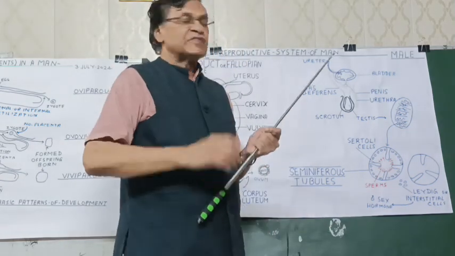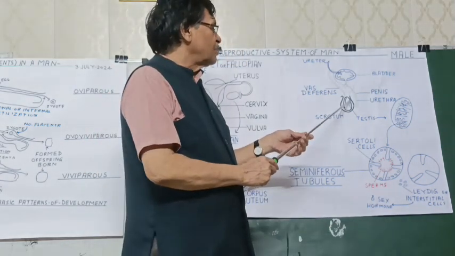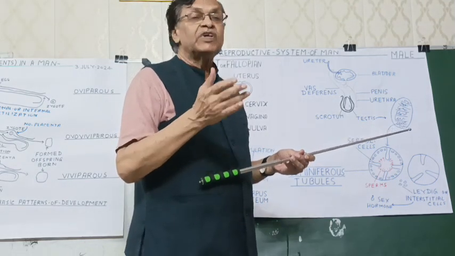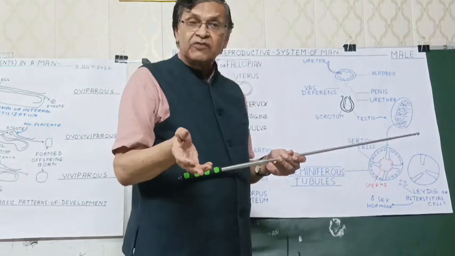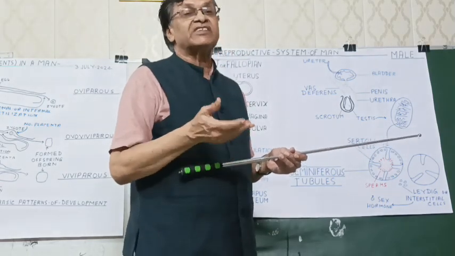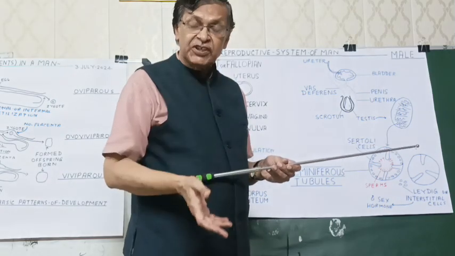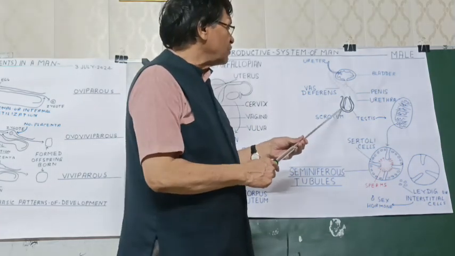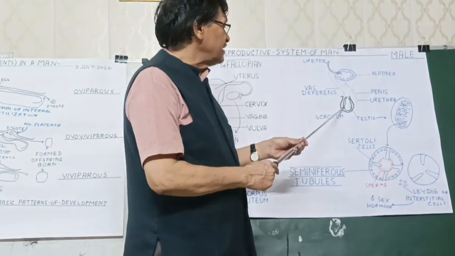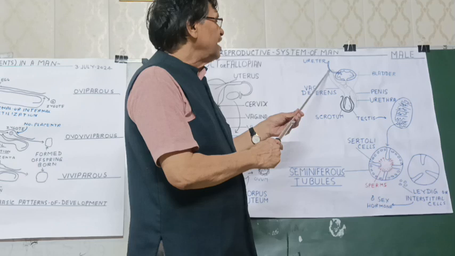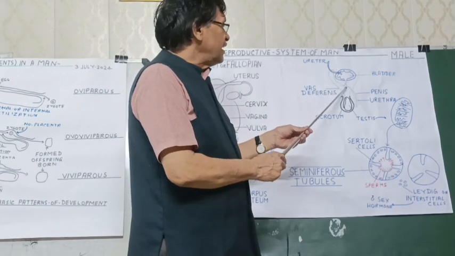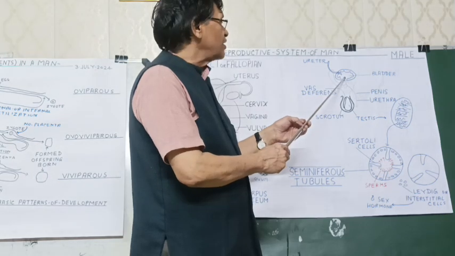Now what happens? Just after emergence from the seminiferous tubule, the sperm is not capable of fertilizing the ovum. Some changes take place during its journey, which is called capacitation of sperm. It travels from the small coiled tube-like structure, the epididymis, then into the vas deferens, and this vas deferens again comes at this stage near the urinary bladder.